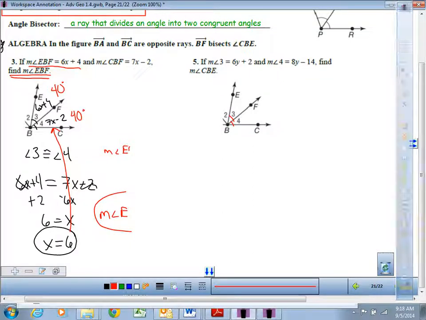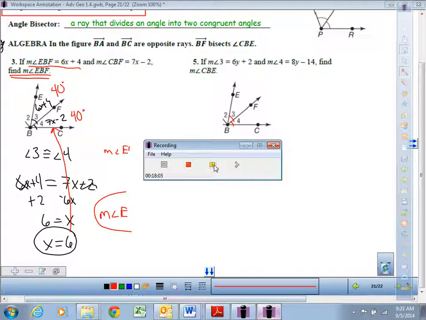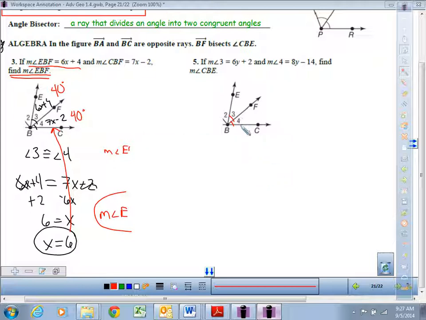So we're going to go ahead and set it up. So we know that angle 3 is congruent to angle 4. Now, you don't necessarily have to write this every time. I just like to do that. So that's given up here in this information. Now let's go read the problem. Angle 3, this angle right here where angle 3 is, this is nicer than trying to hunt down that EBF like last time. Angle 3 is 6y plus 2.